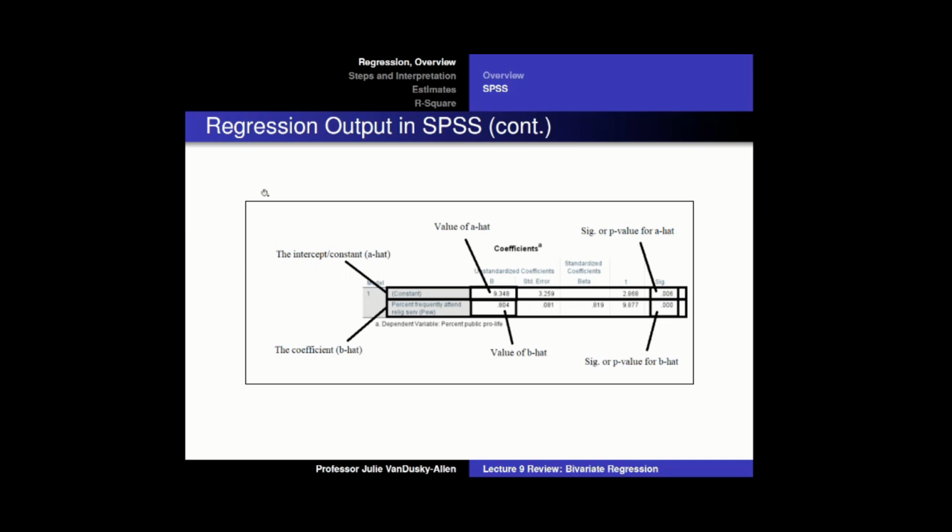This chart here shows you how to read the output. So the first row here tells you all the information that you need for A hat, the constant. So this number here is A hat, and this is the sig value for A hat, which I'll talk to you about later. And then this second row here gives you all the information for your independent variable. So this is B hat here, and this is the sig value for B hat.